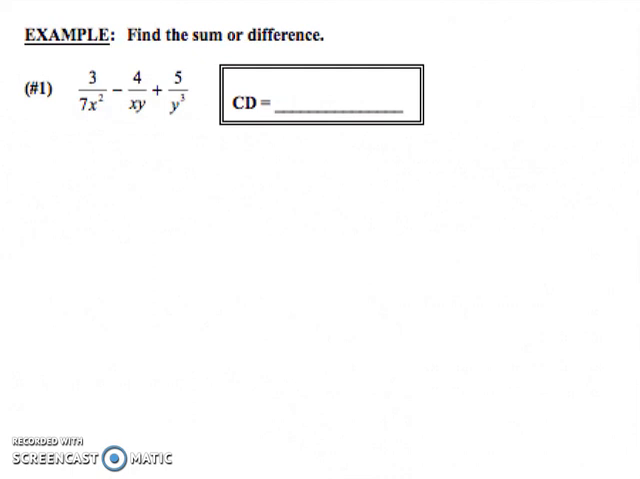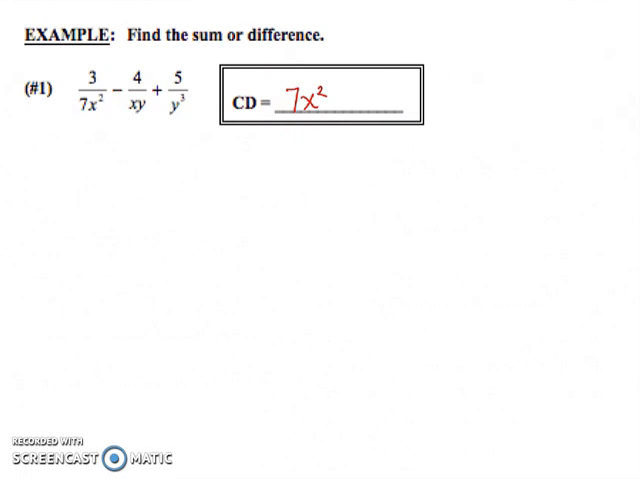Let's try some examples where we're actually going to do some addition and some subtraction. Number 1, first we need to determine our common denominator. We've got a 7. I know that needs to be there. First denominator has x squared. Second denominator has x to the first. Third denominator doesn't have any x's. So that means that I'm going to need at least an x squared in my common.